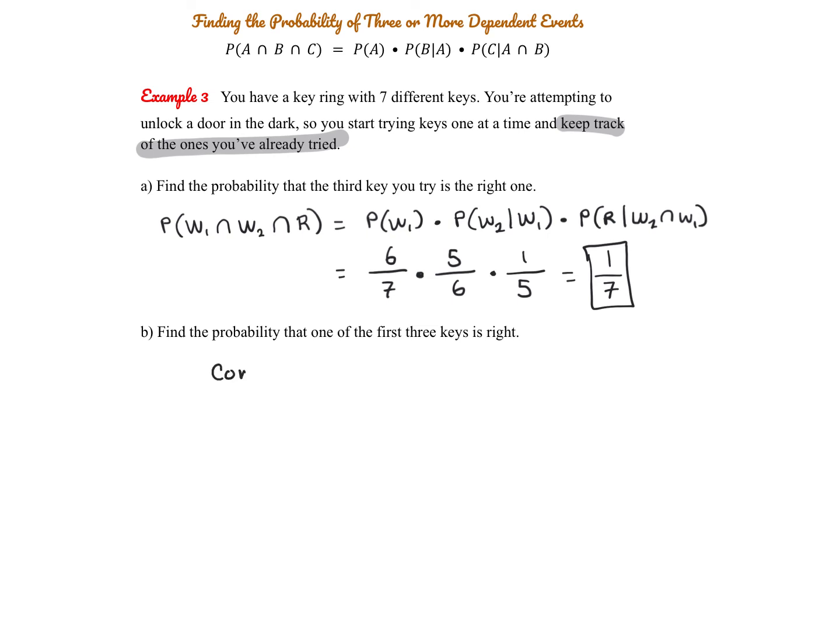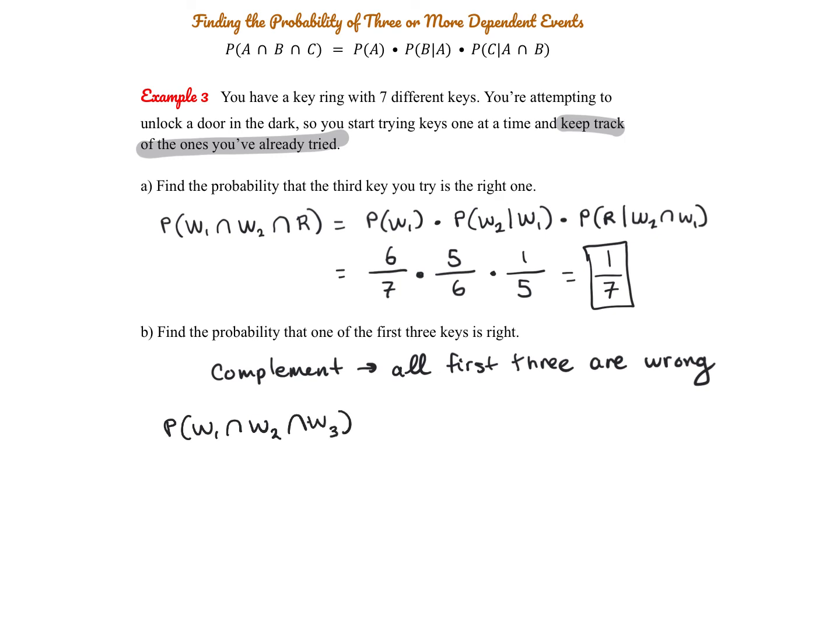So the complement would be that all of the first 3 are wrong. And then if we find the probability of the complement, we could subtract that from 1, and that will give us the probability that one of the first 3 is right. So for the complement, again, we're going to find the probability of wrong, and then another wrong, and then another wrong. So I'll call it W1, W2, and W3.